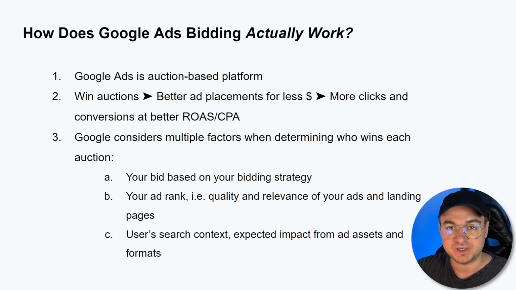First, your bid, or the maximum amount you're willing to pay based on your bidding strategy. Second, your ad rank, which is determined based on the quality and relevance of your ads and your landing pages. Finally, Google also takes into account users' search context, as well as the expected impact from your ad assets and your other ad formats. That's why it's so important for you as an advertiser not only to focus on bidding, but also to have a high ad rank and properly set up assets.